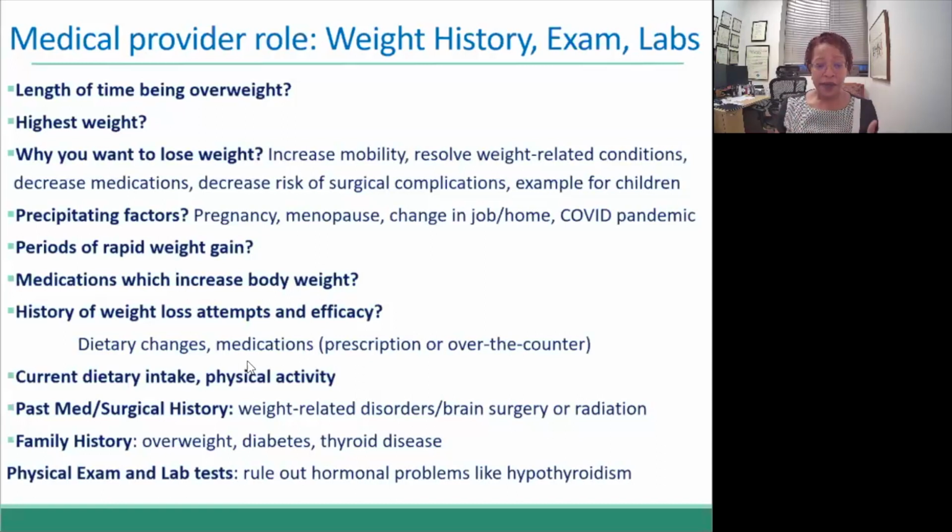And then naturally, have they had any surgery, right, in the brain, any radiation therapy aimed at the brain, because that area of the hypothalamus could be affected. Family history, and then of course I'm going to get lab tests to be ruling out some hormone issues.